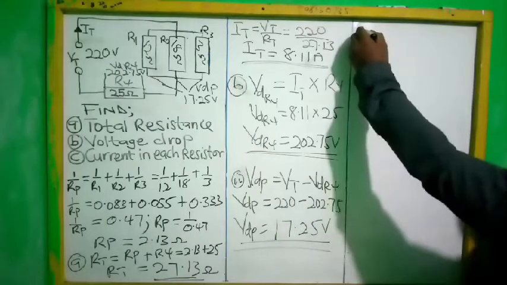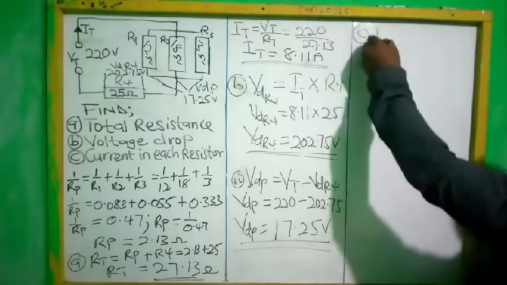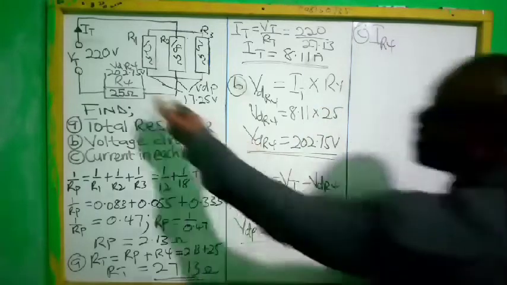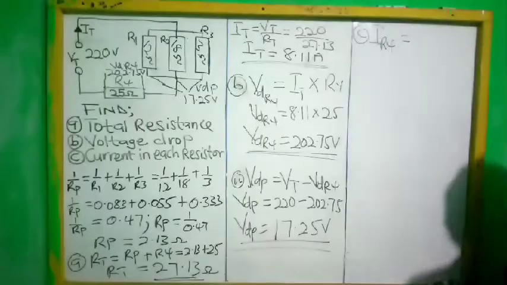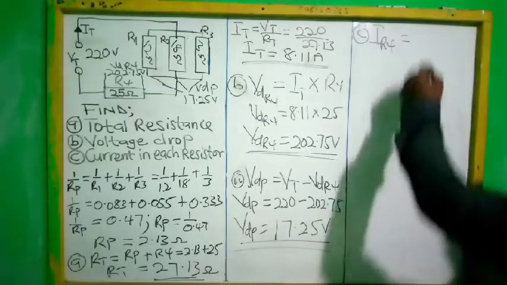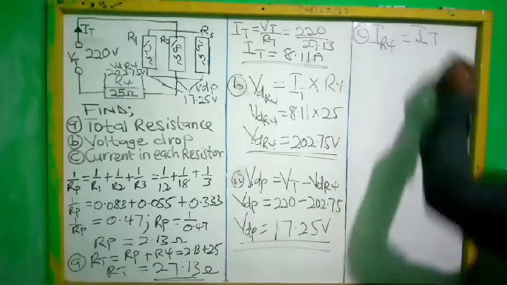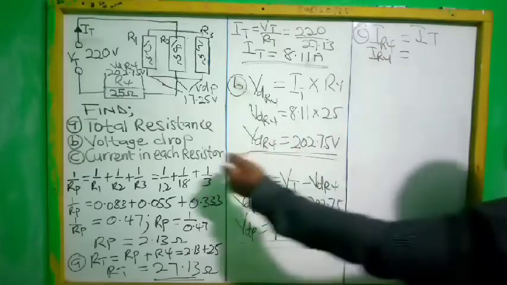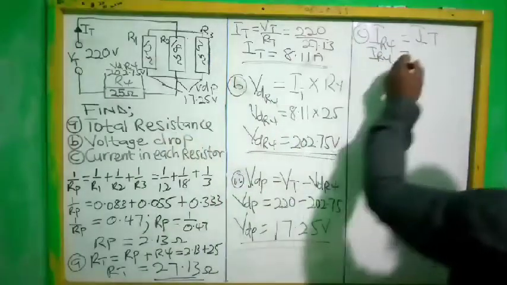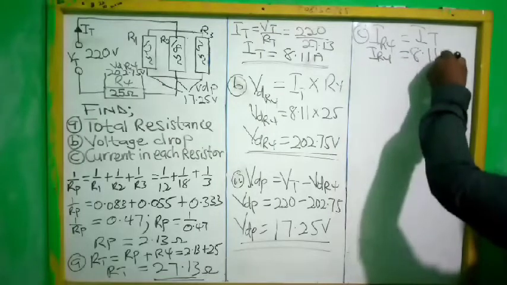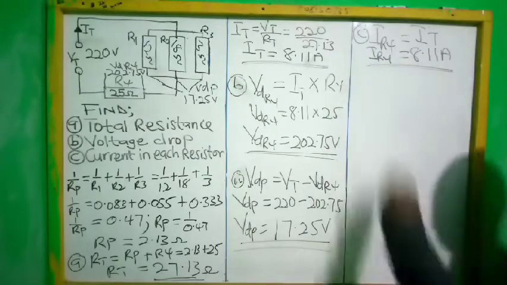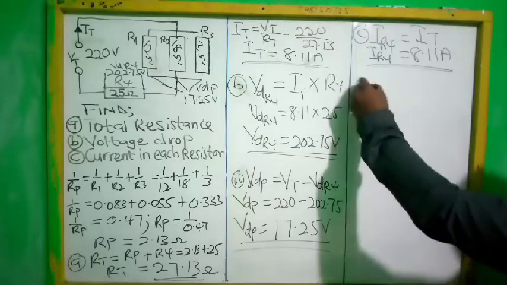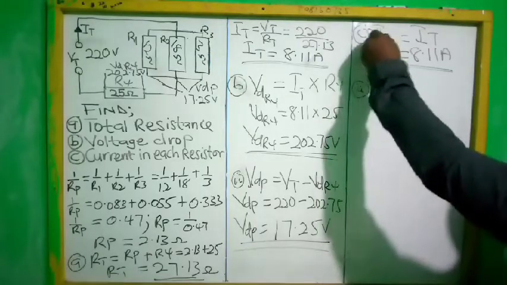And we know, so we say C. So we say current in resistor 4, which is the series circuit, is equal to what? Total current. So we say current in R4 is the same as the total current, which is 8.11 amps. So this is the current flowing in R4.